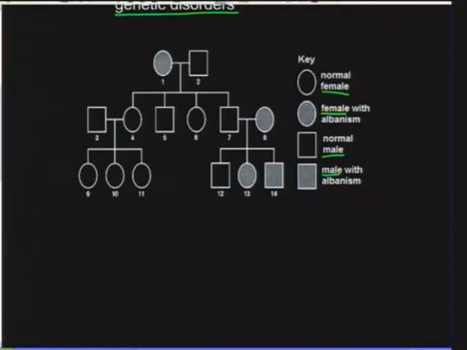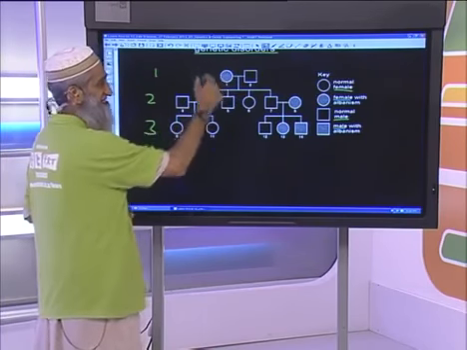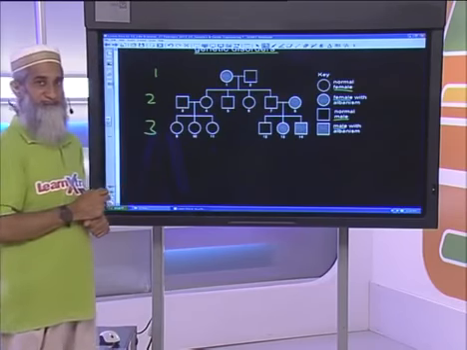Second thing that we need to know is that there are certain layers. Can you see that there's 1, 2, 3 layers here? These 3 layers represent 3 different generations. This is the first generation, this is the second generation, that is the third generation.